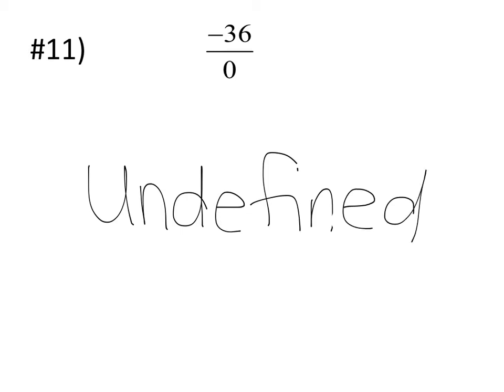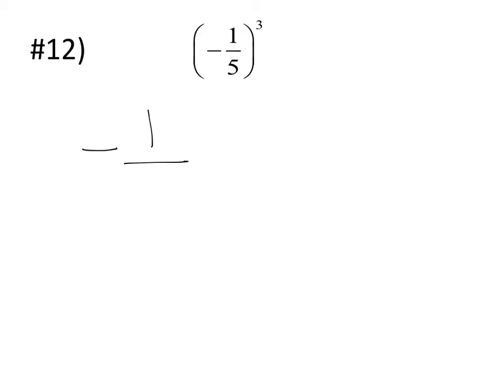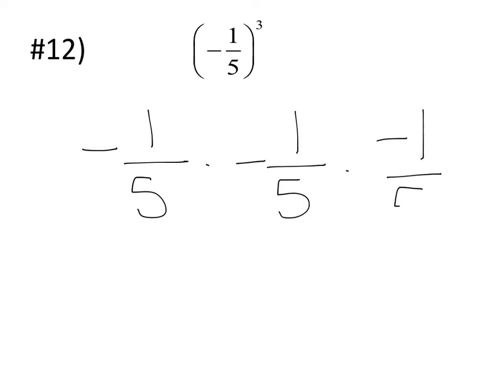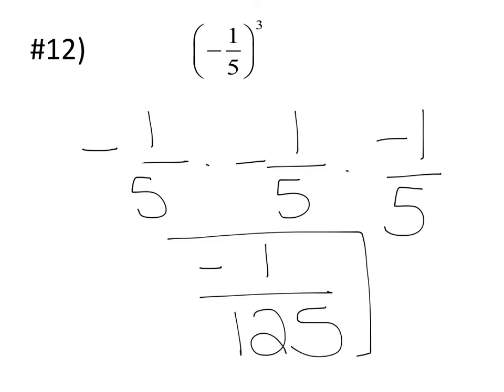There we go. Okay, this is negative 1/5 times negative 1/5 times negative 1/5. And remember what I said, when you're multiplying fractions, you do what? You go straight across. So negative 1 times negative 1 times negative 1 is negative 1, and 5 times 5 times 5 is 125. So your answer is negative 1 over 125.